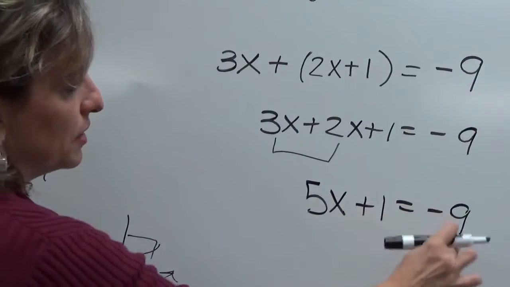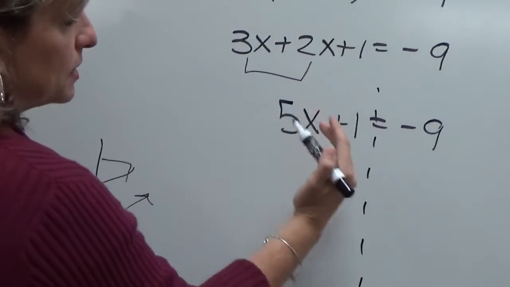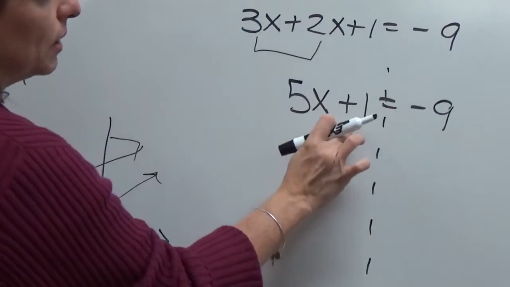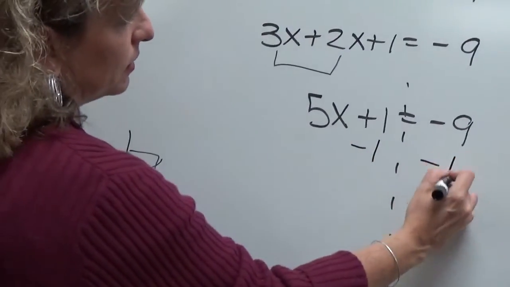Now I have to bring this over here. So I'm going to draw a line down here because this is my left side, this is my right side. How do I get a +1 to get on the other side? I have to do the opposite.